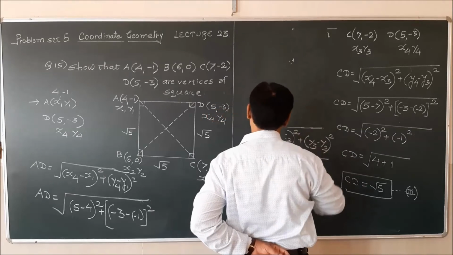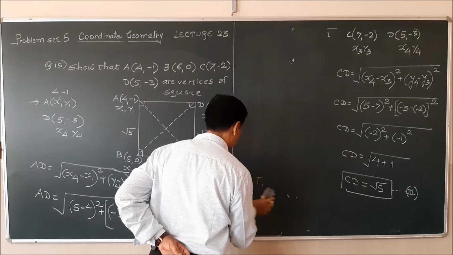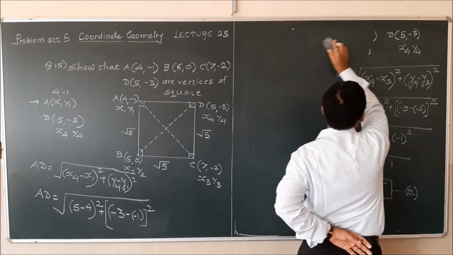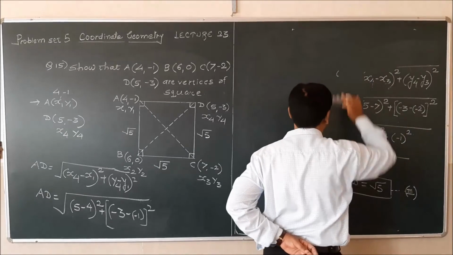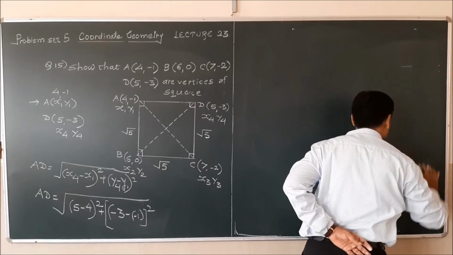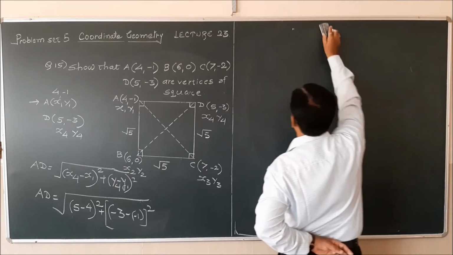So you will find here, so far we have got almost 4 sides, but that is not sufficient at all. That is not sufficient because we also have to prove that diagonals are also congruent.